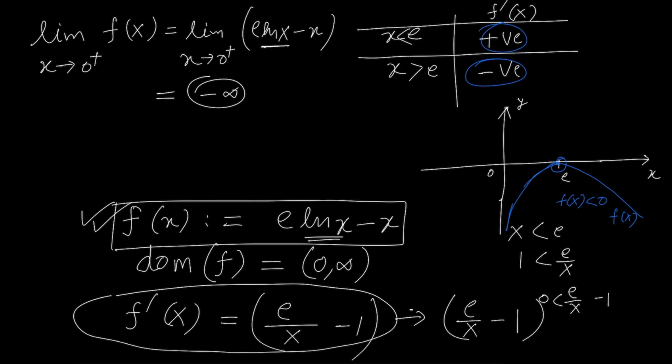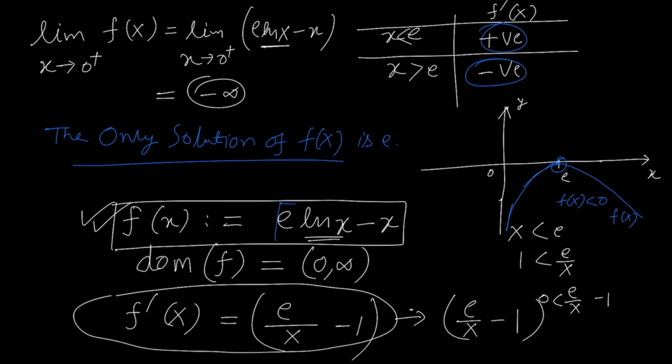So we see from the graph that the only solution of f(x) equals 0 is e, and we defined f(x) as this. It was derived from the original equation that x to the power e is equal to e to the power x. So we can conclude that this equation, x to the power e is equal to e to the power x, has only one solution, and the solution is e.